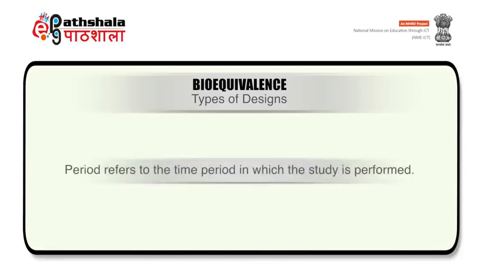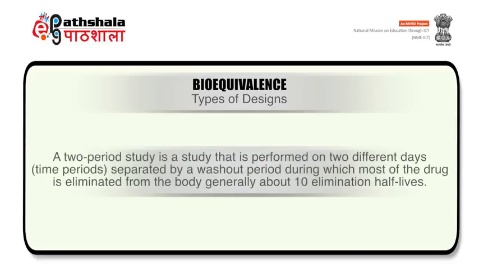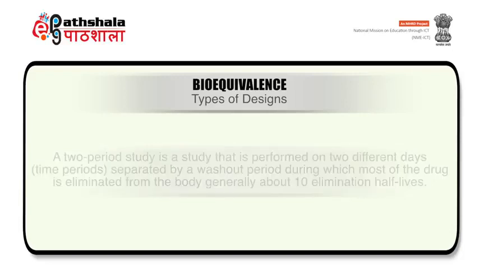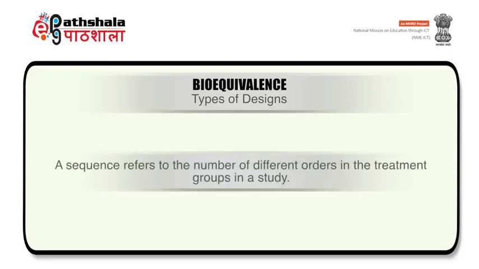In the table provided, the period refers to the time period in which the study is performed. A 2-period study is performed on 2 different days, separated by a washout period during which most of the drug is eliminated from the body, and this is generally about 10 elimination half-lives. The sequence refers to the number of different orders in the treatment groups in the study.